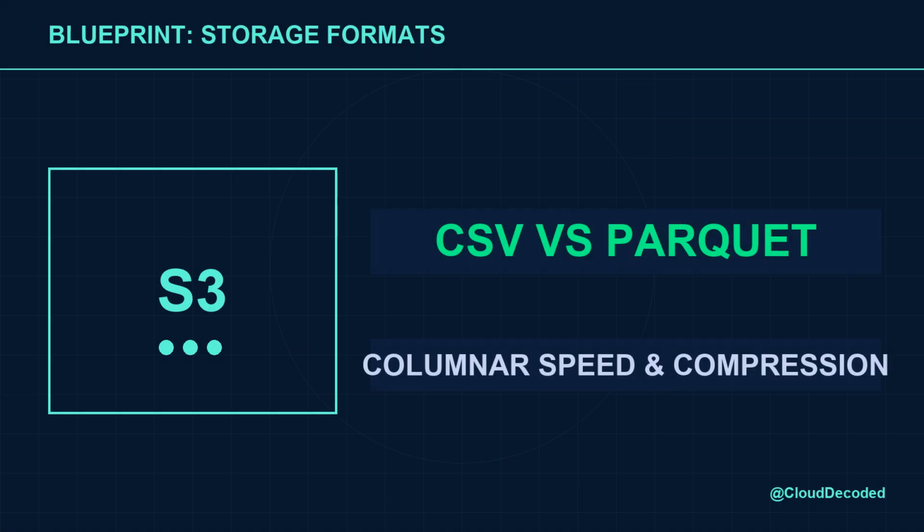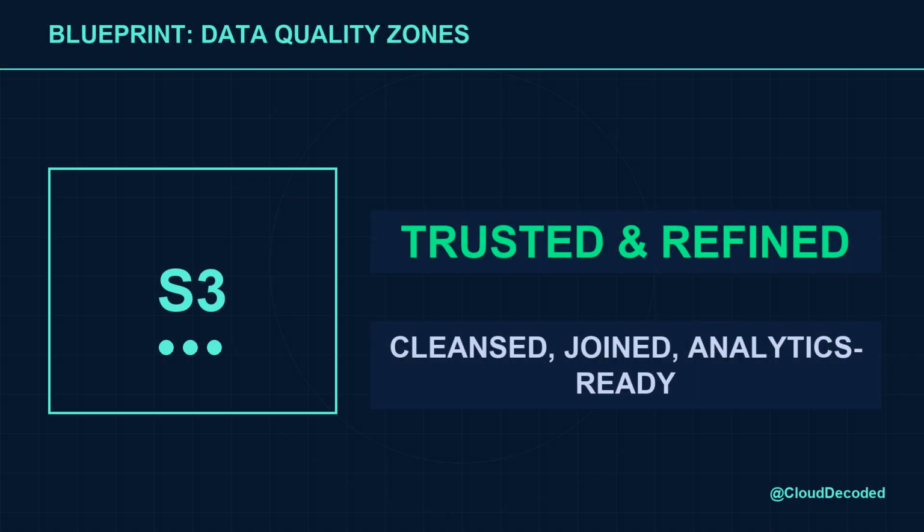Most raw data arrives as CSV or JSON. These are great for humans, but terrible for big data. In the processing layer, we convert this data into columnar formats like Apache Parquet or Avro. Parquet compresses data significantly, saving you storage costs. More importantly, it allows query engines to read only the columns needed, which slashes your query costs and increases speed by 10 times.